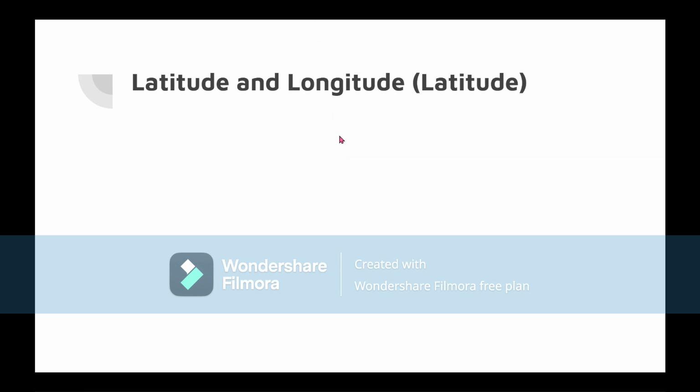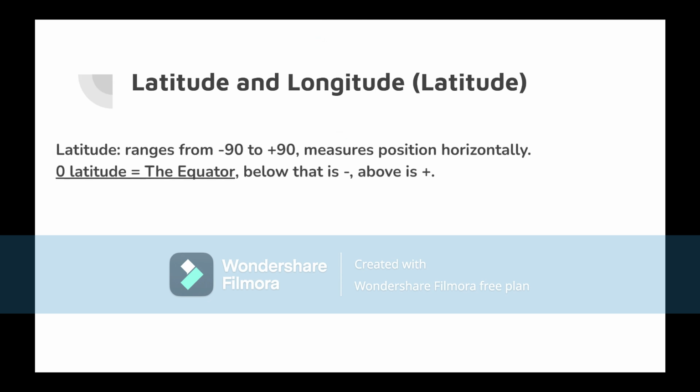So for now, latitude tells us how south or north something is. It ranges from minus 90 degrees to plus 90 degrees, or for minus 90 you can put 90 degrees south, and for plus 90 you can put 90 degrees north. It doesn't really matter. Zero latitude is the equator. That's an important fact to remember so you can tell where you're coming from and where you're going.